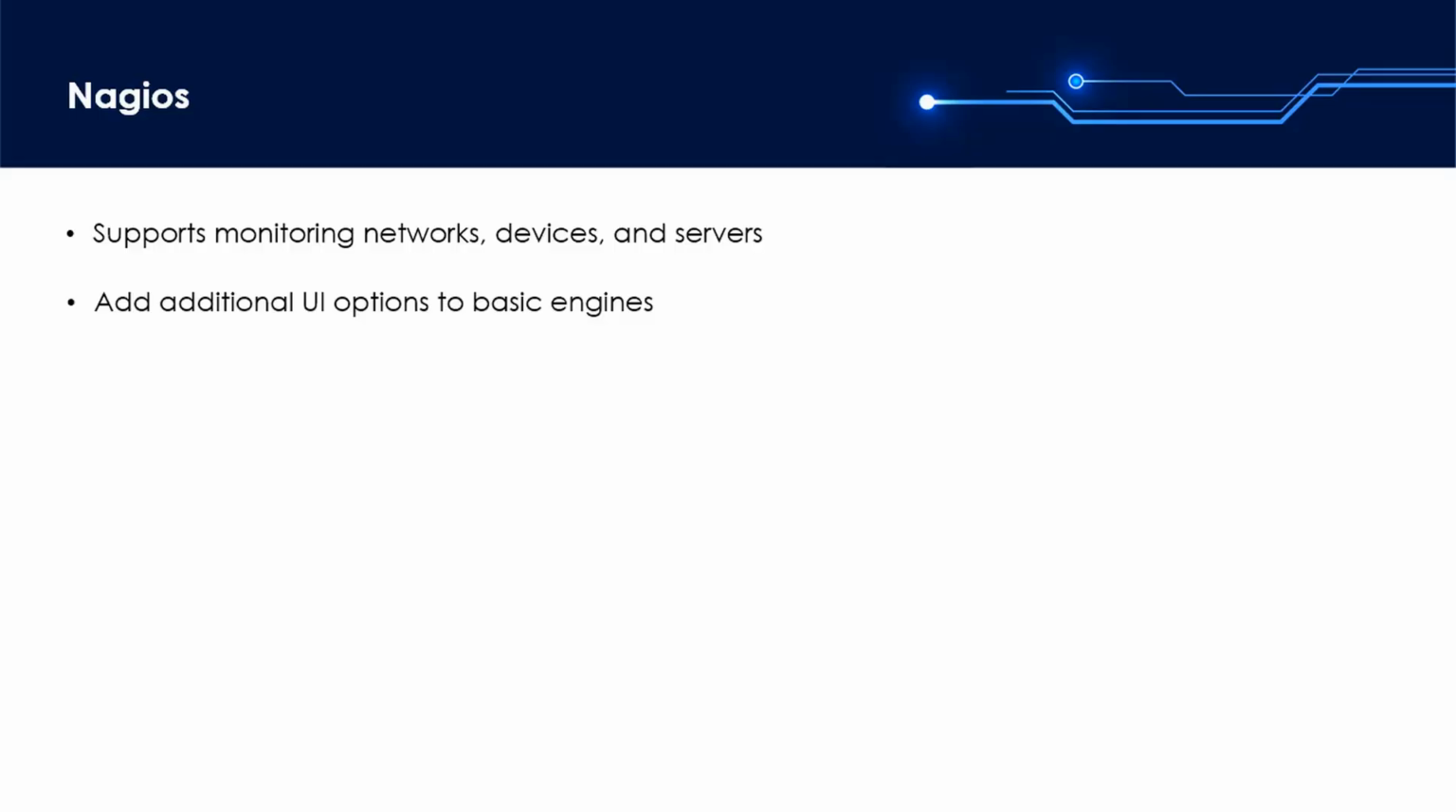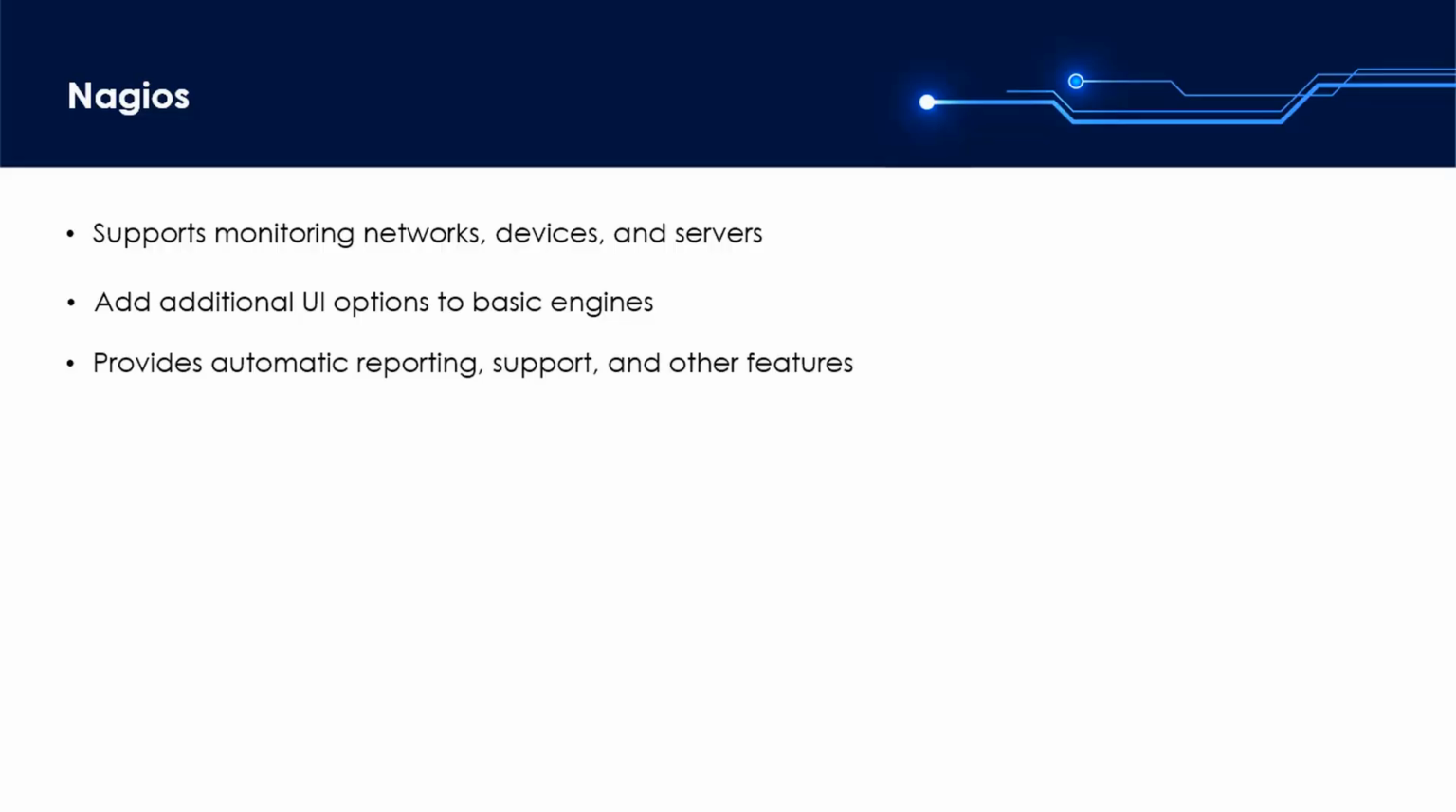Nagios can extend the functionalities of basic engines by adding additional user interface options. We get a simple plug-in design that enables us to develop and customize service checks, which is basically a type of event that can be scheduled in the Nagios event queue. And the result of such service check execution is used to monitor systems or networks.